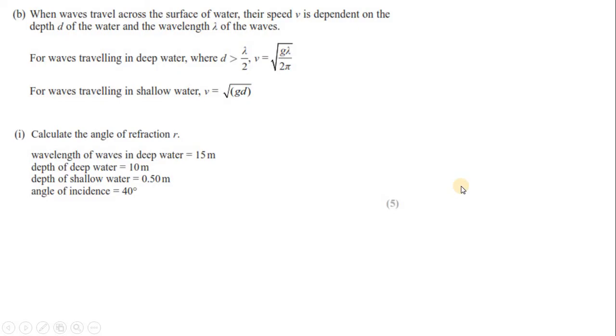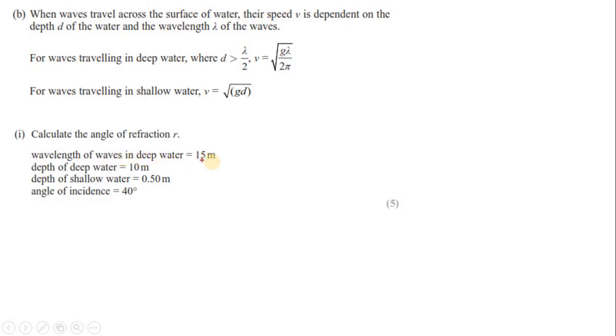Part B. When waves travel across the surface of water, their speed v is dependent on the depth d of the water and the wavelength lambda of the wave. For waves traveling in deep water, where d is greater than lambda by 2, v is equal to the square root of g lambda by 2 pi, and for waves traveling in shallow water, v is equal to the square root of g into d. Calculate the angle of refraction r.